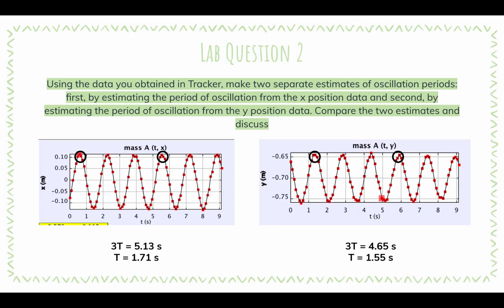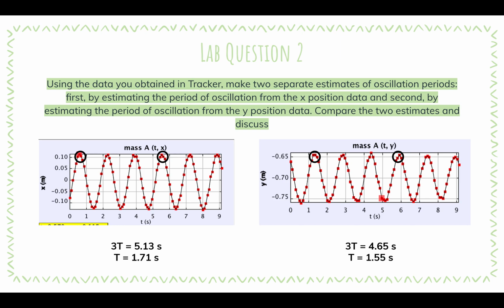Using the graphs generated from the data, we are able to estimate the period of oscillation, which is the time it takes for the mass to complete one oscillation. Using the x position graph, I found that it took about 5.13 seconds for the mass to complete 3 oscillations. Therefore, the period of oscillation is about 1.71 seconds. In the y direction, 3 oscillations took 4.65 seconds, and so the period of oscillation is 1.55 seconds, which is a little less than the period of oscillation in the x direction.